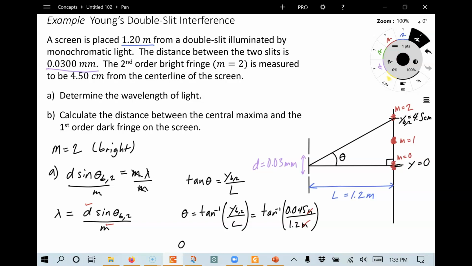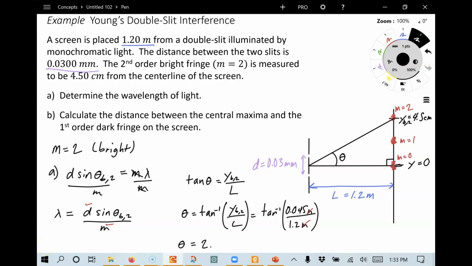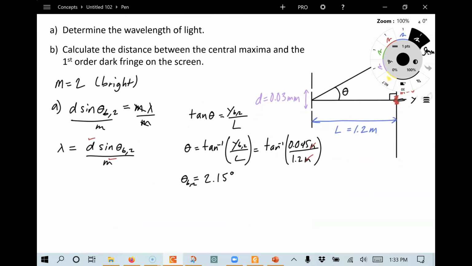And when we put that into our calculator, we get an answer equal to 2.15 degrees. And that is the angle theta bright 2. So now we know what this is, and we can plug it into the equation for the wavelength. So lambda in this case is now going to be equal to d, which is 0.03 times 10 to the minus third meters.